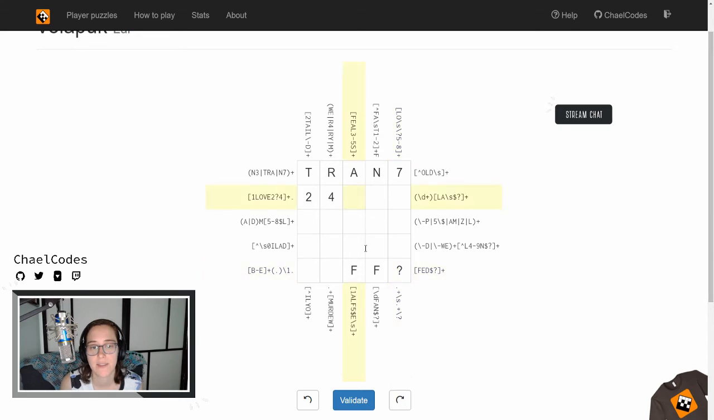Let's go here. I'll do this one next. Let's see. So I've got a whole bunch of character sets against this one. If I look at my top character set, I've got F, E, A, L, 3, 4, 5, and S. If I look at my left character set, I've got 1, L, O, V, E, 2, question mark, and 4.